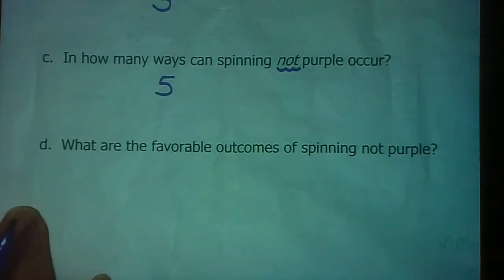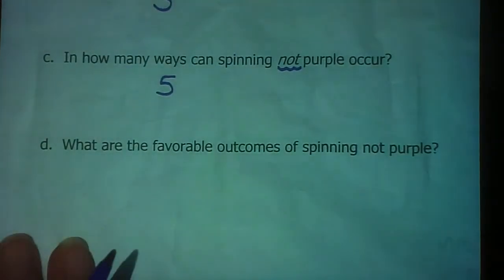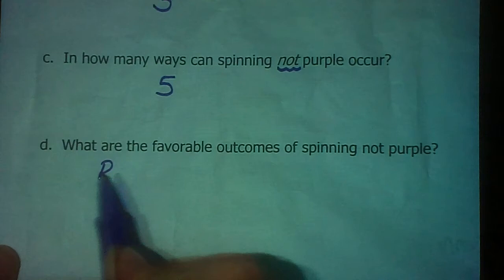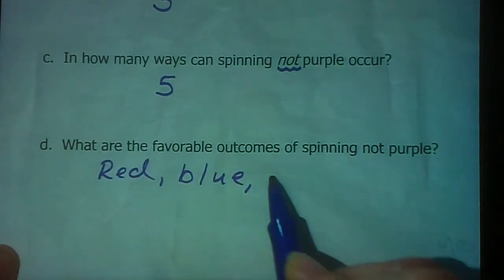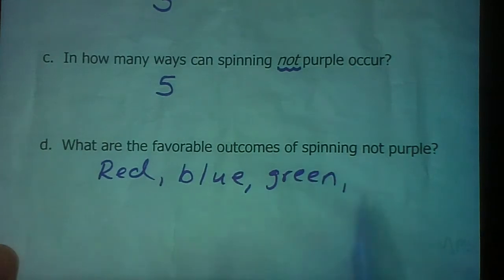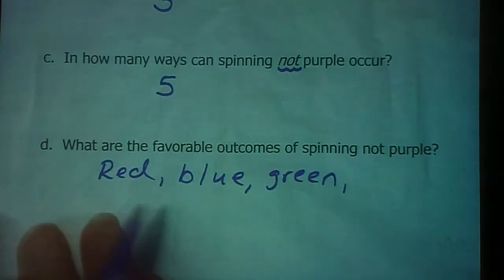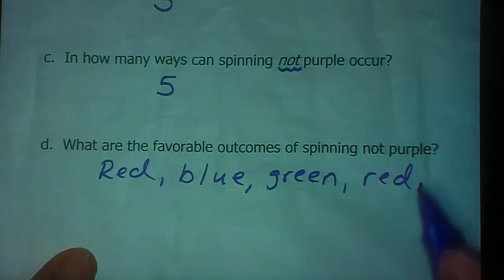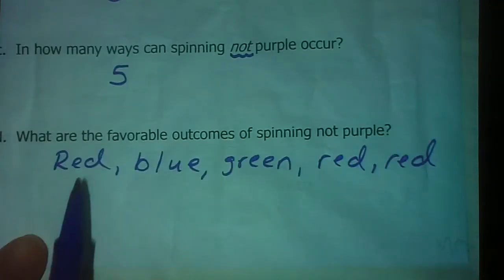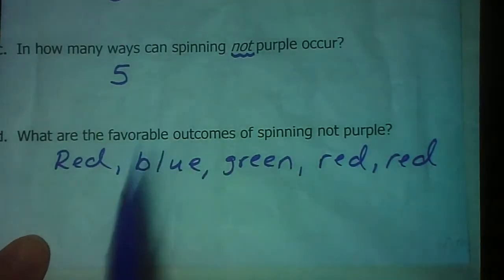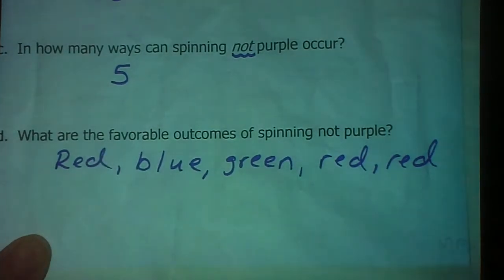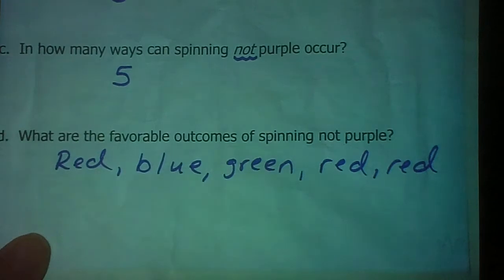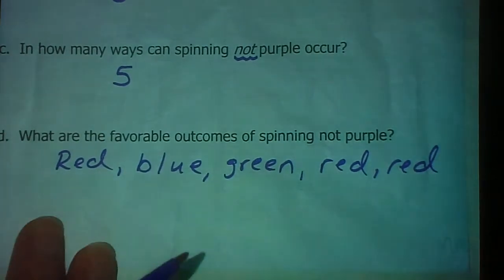Then it asks specifically, what are those favorable outcomes for spinning a not purple? So you could spin a red, and a blue, and a green. But you could also spin another red and another red. So there should be 5 ways here because we put a 5 there. So you definitely want to put the 3 different reds because we want to match the 5 different ways to end up with not purple. All right, flip the page over.